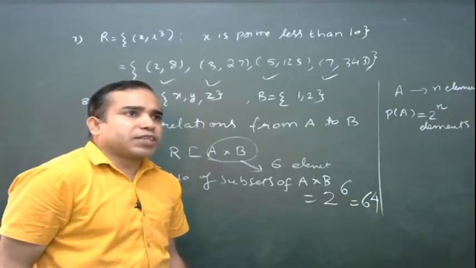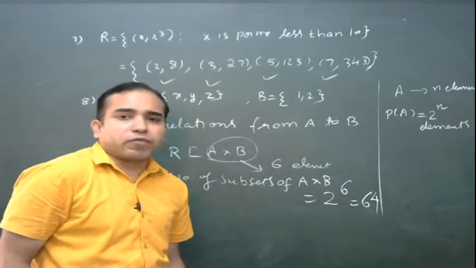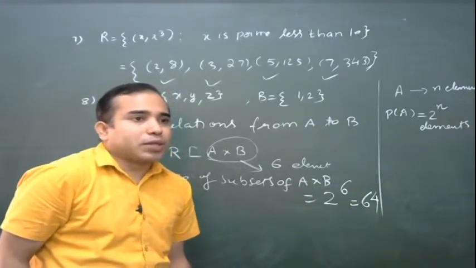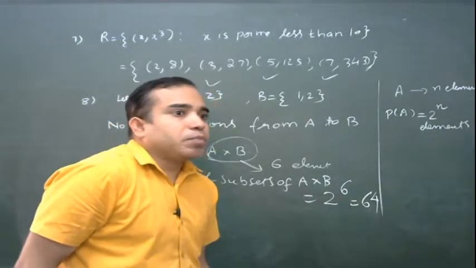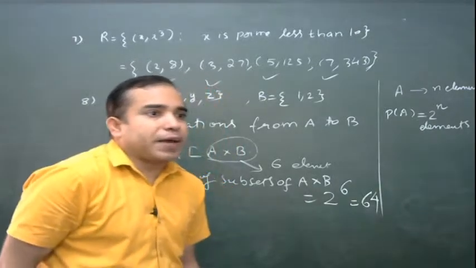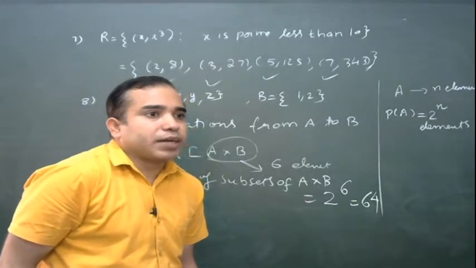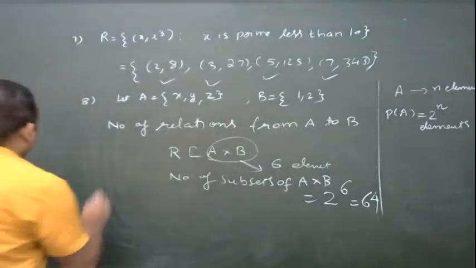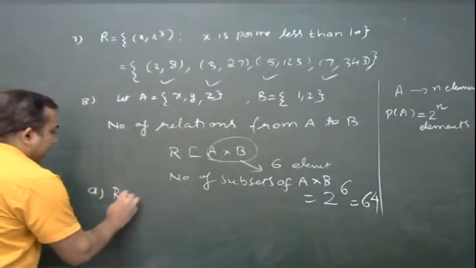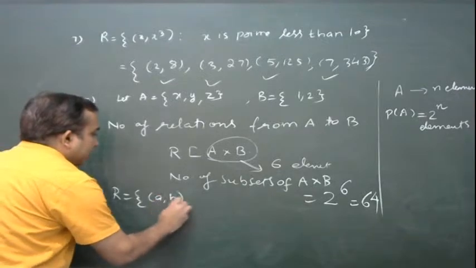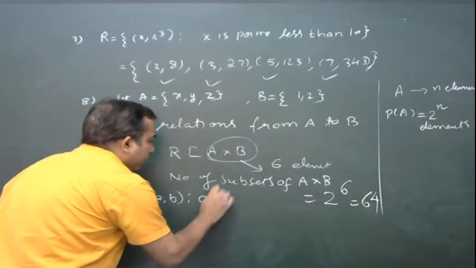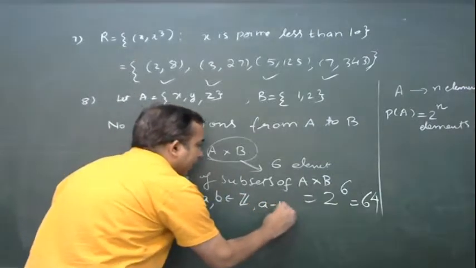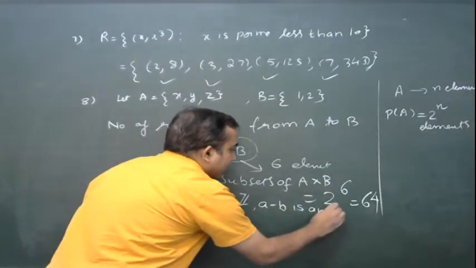I have consumed a lot of time. I had thought of starting the next topic, functions, also within the same class, but now it is not possible. Let me conclude with the last question. Let R be a relation on Z defined by R is the collection of (a, b) such that a and b both belong to Z, Z meaning the set of integers, and such that a minus b is an integer.